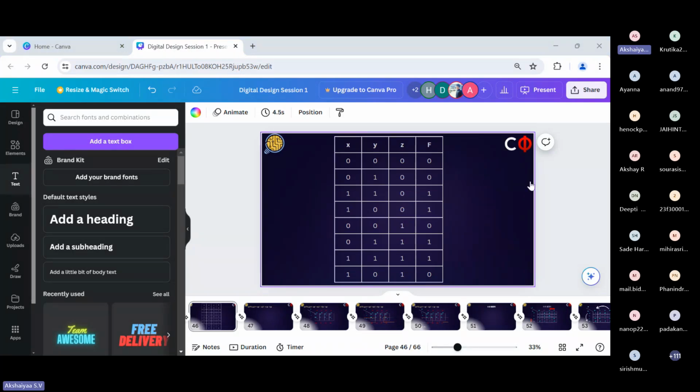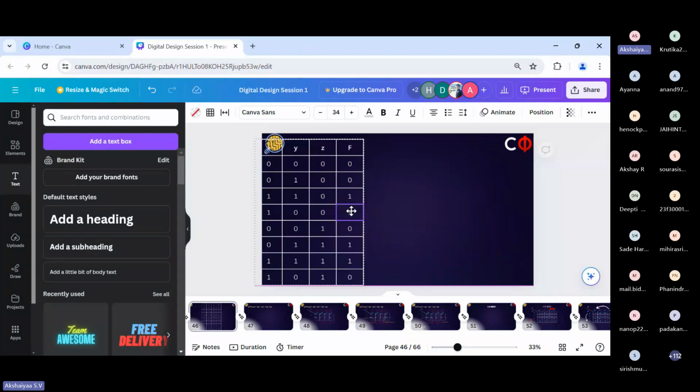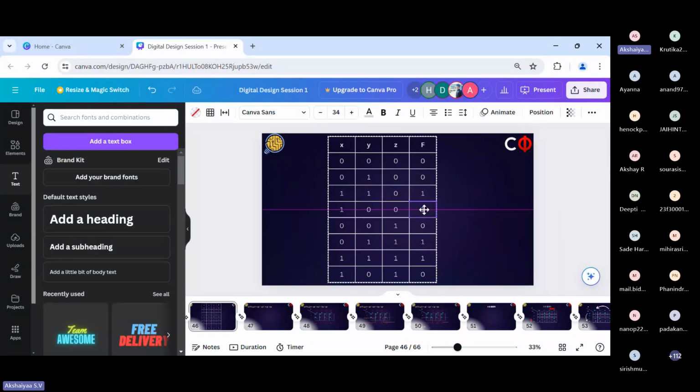X, Y, Z. XYZ is also there, that's correct. But I'm talking about this column, the one which I've highlighted, right? The one here. What is the term corresponding to that column?